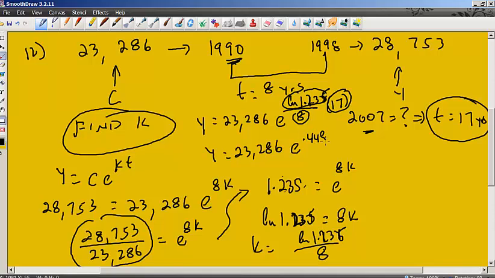0.4485, so 0.44, no, 449, right? Yeah. And what do I get when I raise e to the 0.449 and multiply by 23,286? 36,483 people.